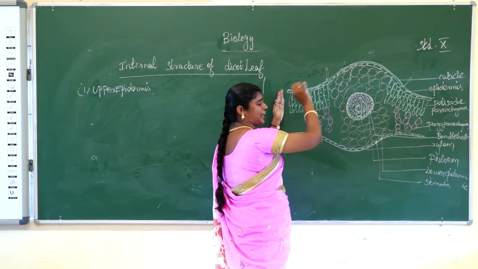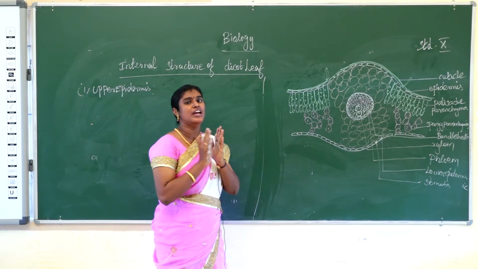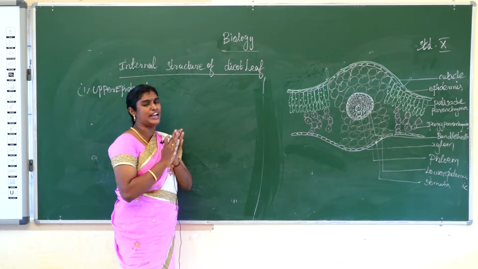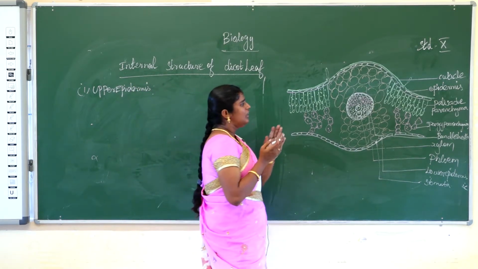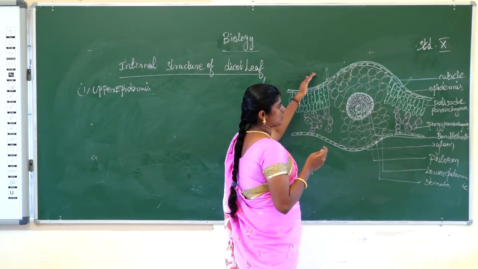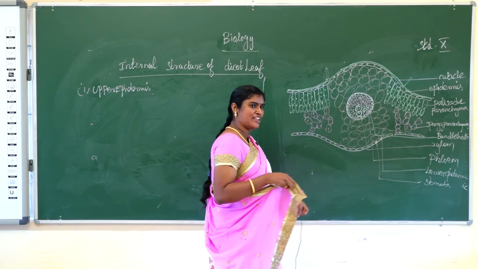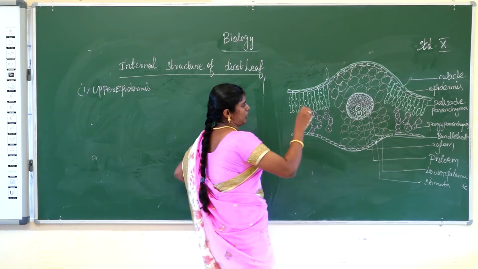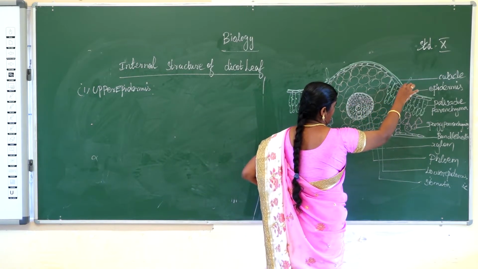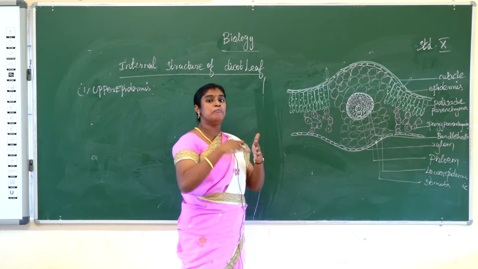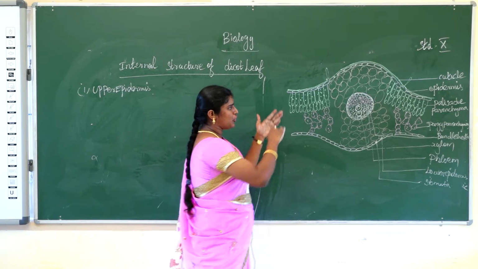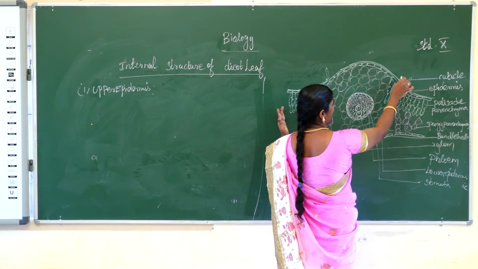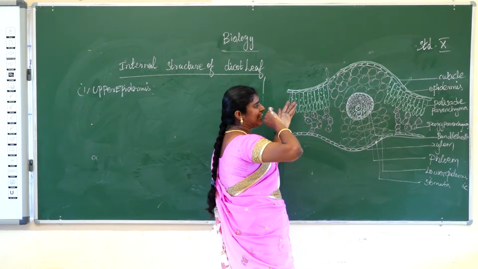Stomata are involved in the transpiration process. What is transpiration? Transpiration means loss of water in the form of evaporation. So stomata are involved in the transpiration process. Less stomata are present in the upper epidermis to minimize the transpiration. Cuticle is present. What is the use of this cuticle? The cuticle will protect the inner tissue.